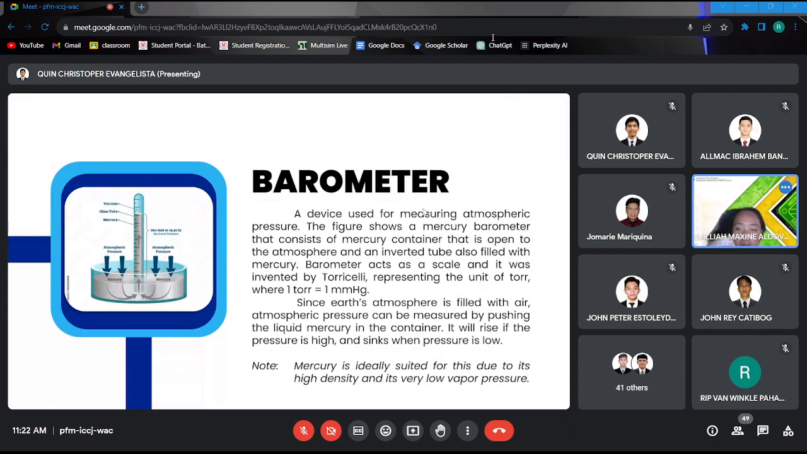Since Earth's atmosphere is filled with air, atmospheric pressure can be measured by pushing the liquid mercury in the container. It will rise if the pressure is high and sink when the pressure is low. Note po that mercury is ideally suited for this due to its high density and its very low vapor pressure. To further discuss po yung barometer and how it works po, let's watch a video po.